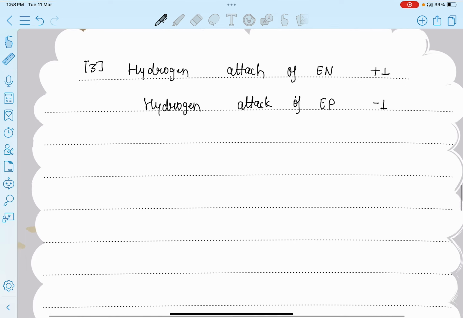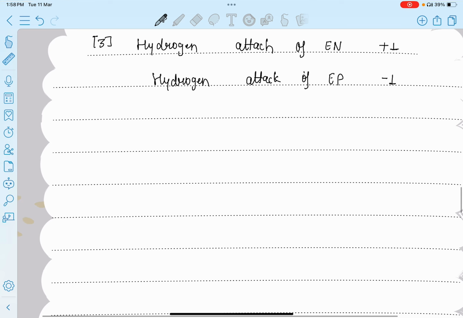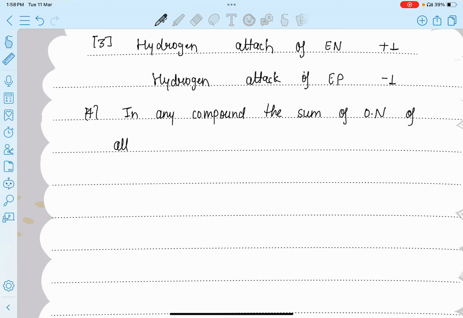Okay, after the hydrogen, now rule number 4. In any compound, the sum of oxidation numbers of all atoms is equal to 0.